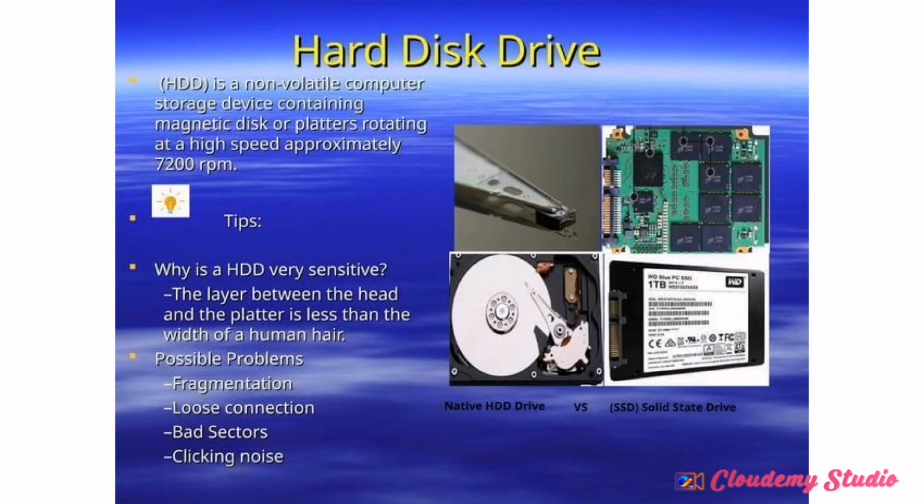On today's lesson, not to waste much time, we are going to look at the hard disk drive. The hard disk drive is a non-volatile computer storage device containing magnetic disks or platters rotating at a high speed, approximately 7,200 RPM.